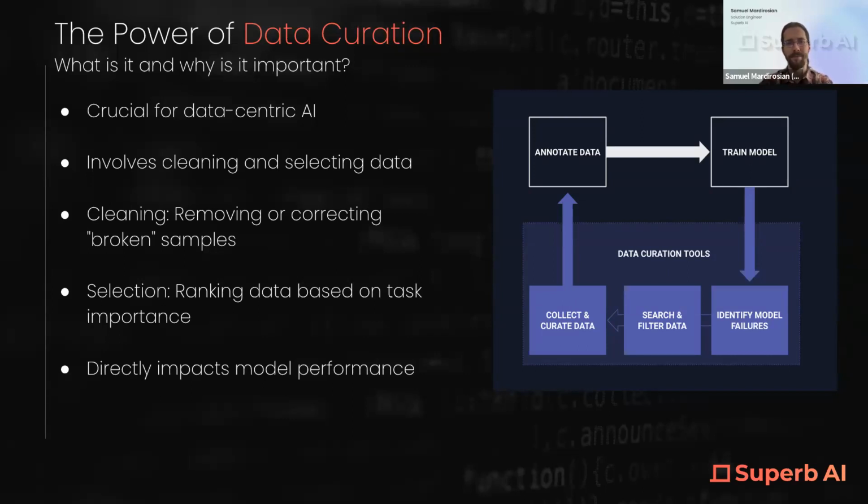So data curation we see as the backbone of pretty much any successful machine learning project. The quality of your data directly impacts the performance of your models. By curating your data, you can ensure that your models are trained on relevant, high-quality data, which is going to lead to more accurate predictions. More specifically, effective data curation can help mitigate common issues like class imbalance and biases in your data set. It's a pretty crucial step that bridges the gap between raw data and actionable insights.